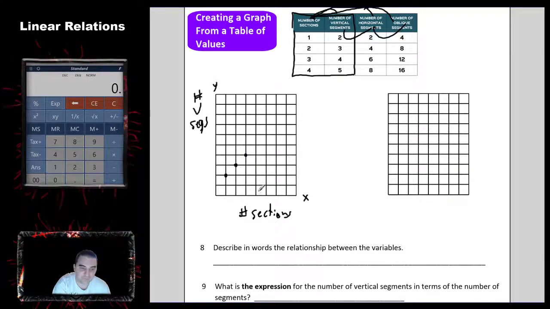Wait, sorry, 3 and 4. And then 4 and 5. Okay. So you see it is kind of making a line right along there. It just goes up by 1 every time. That's perfect. So that's really what we're going to be doing.